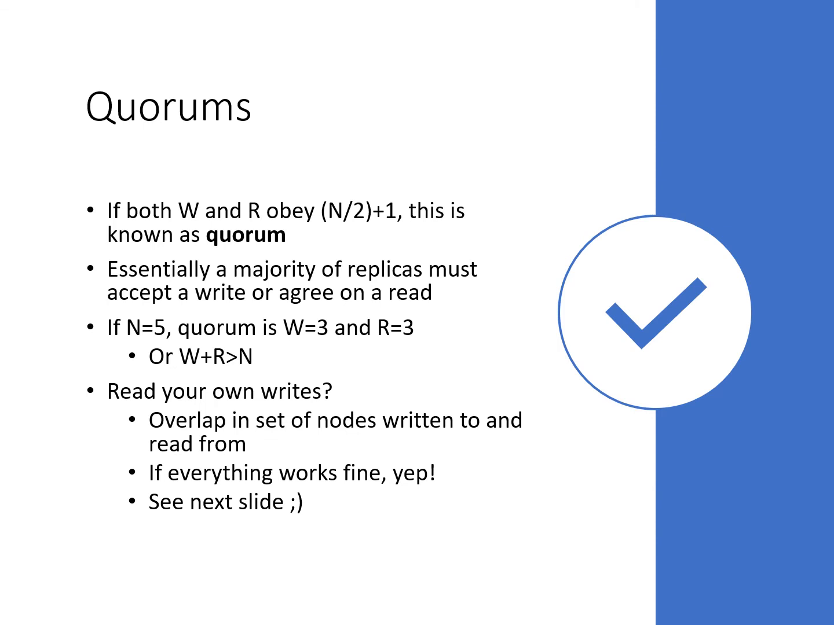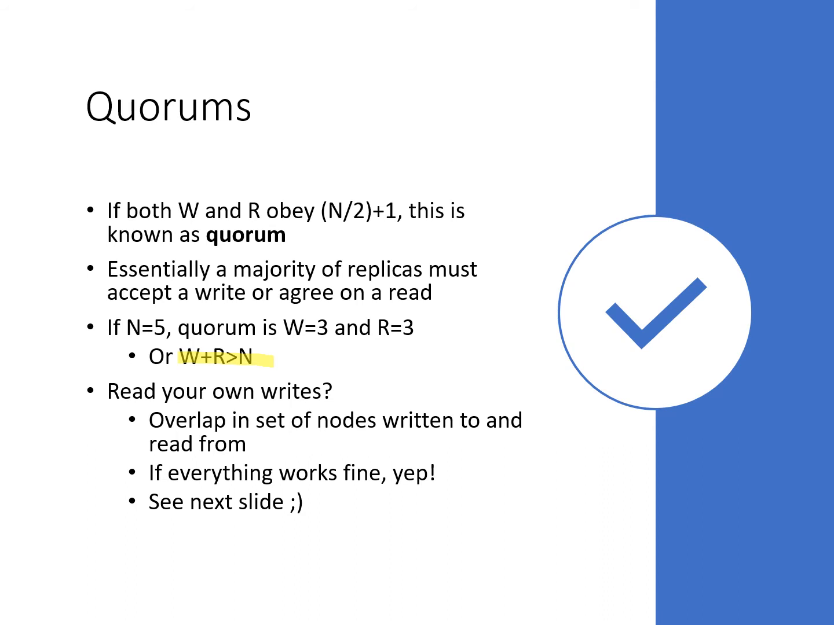So quorums are useful. The basic rule is if W and R obey the n over 2 plus 1, then this is known as a quorum. It's essentially a majority. So if n is 5, W needs to be 3 and R is 3. Or W plus R needs to be greater than n. Will we get read your own writes using quorums?